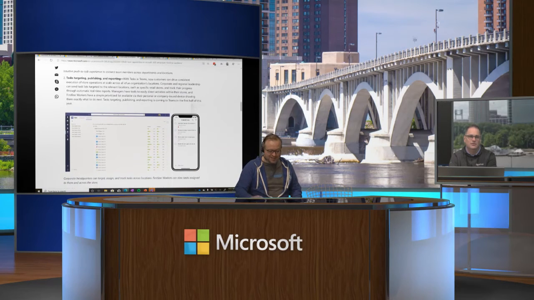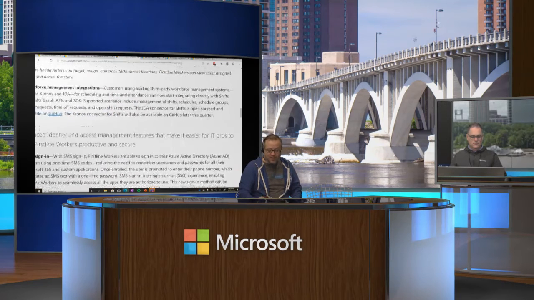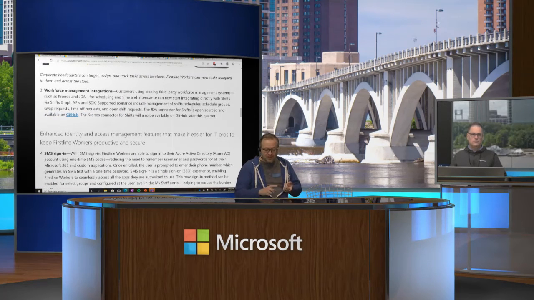On top of it. Next up, tasks, which we were talking about. Targeting, publishing, and reporting. So you do task management across your front line, like show up for your shift, you've got these four things you've got to get done, you get the roll-up dashboard, boom, task management integration on top of it. Workforce management integrations with Kronos, JDA, the Shifts API, and the SDK.